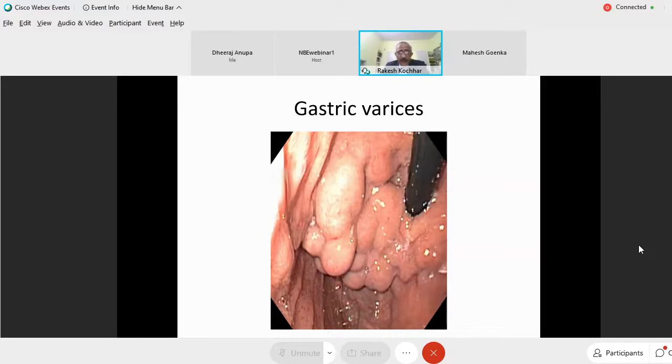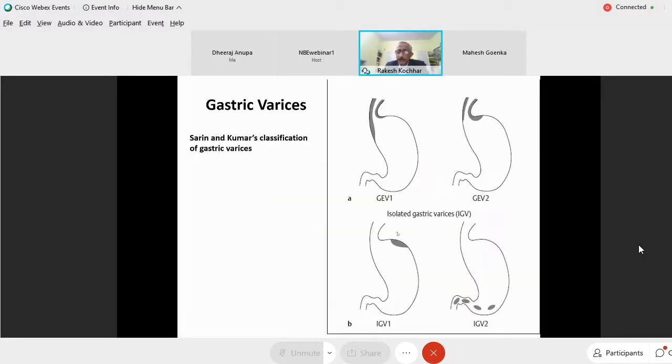Now, gastric varices are bulbous lesions, venous lesions in the stomach, classically in the fundus of the stomach. According to this classification given by Dr. Sarin, you have GOV1, that is the varix in the stomach is along the lesser curvature. GOV2 is varix along the greater curvature. These are generally in continuation of the esophageal varices.